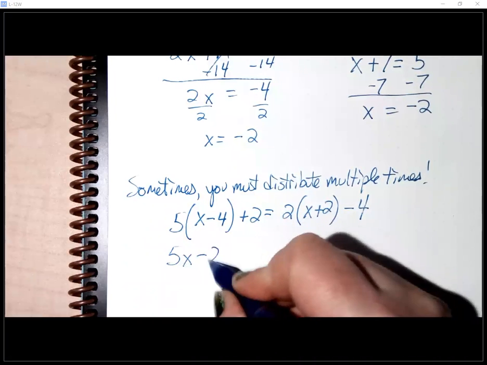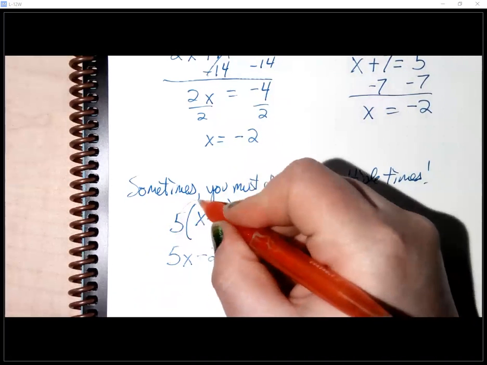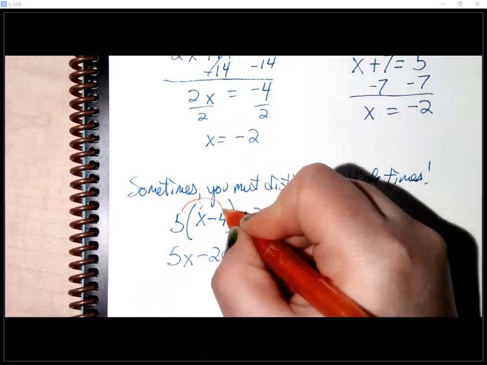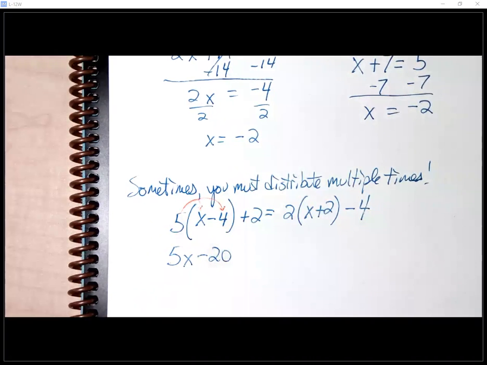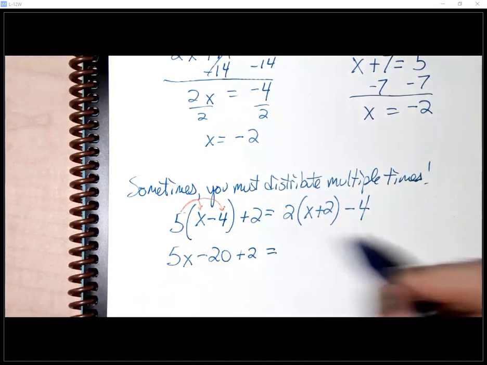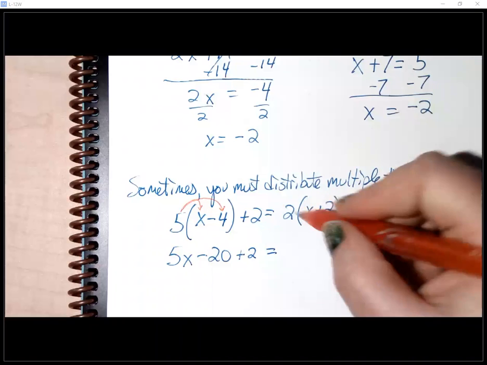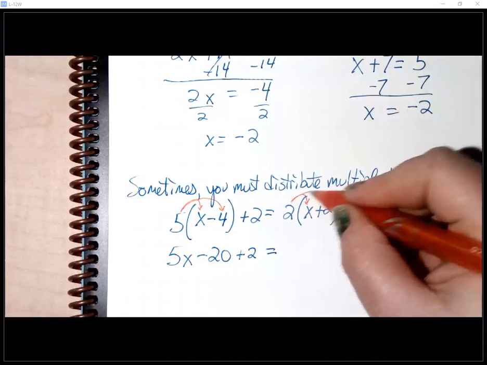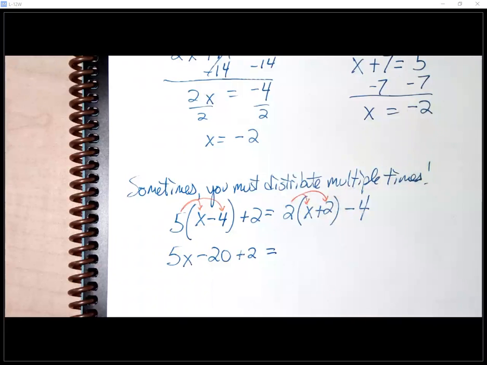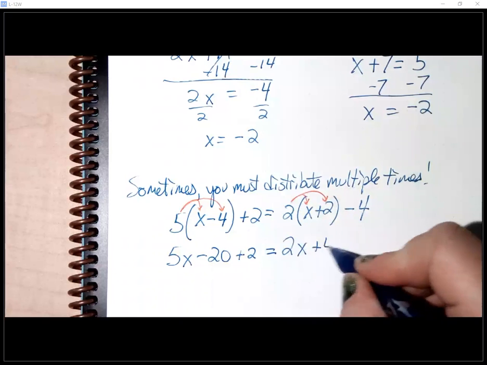Right, because I gotta, oh, you know what? I use my color. I do 5 times that and 5 times that. All right, perfect. But then I keep going, right? I have a +2. And now I'm gonna have to do it again on the other side. So what do I get when I distribute that 2? 2x plus 4. Yes, 2x plus 4. And then I still have that minus 4.